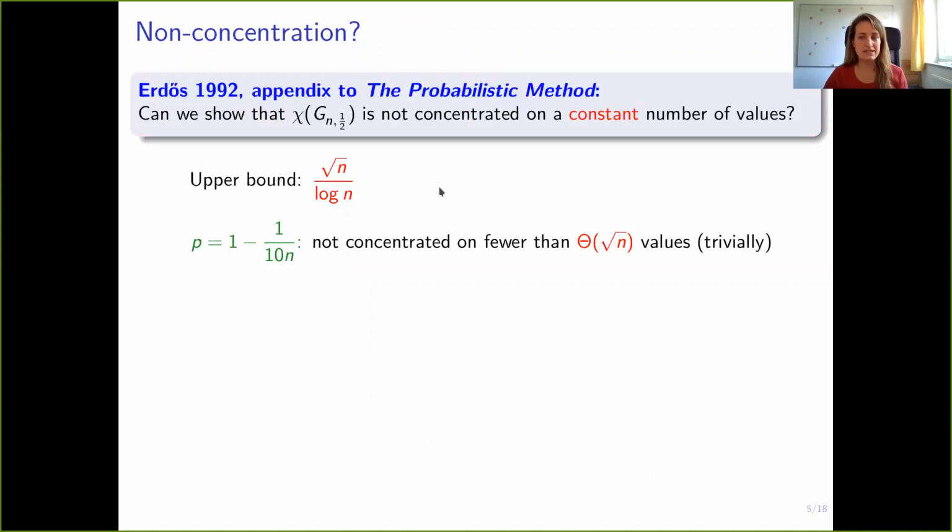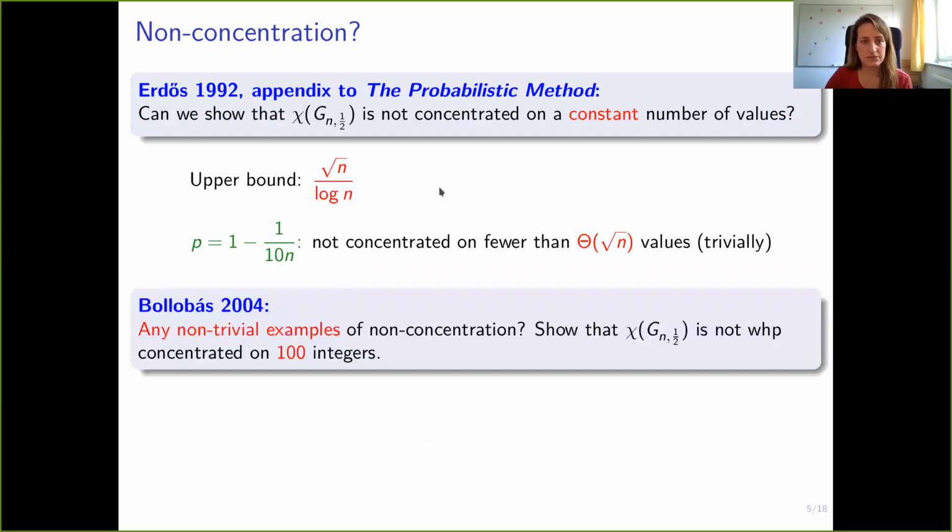And as I said, there are some trivial cases where the chromatic number of G(n,p) is known not to be concentrated. Bollobás in 2004 wrote a paper where he reiterated this question and asked for any non-trivial examples of non-concentration. And again, he raised G(n,1/2) and asked whether we can show that the chromatic number of this random graph is not concentrated on 100 integers.